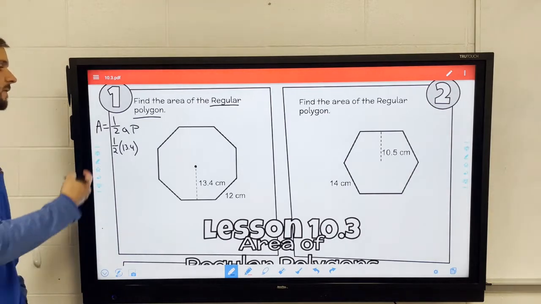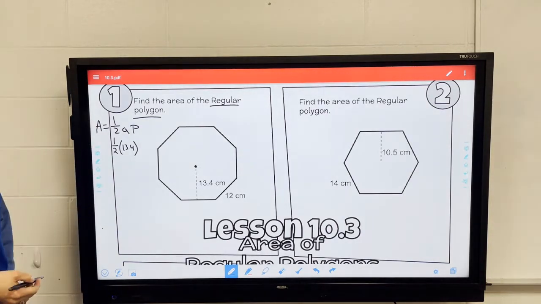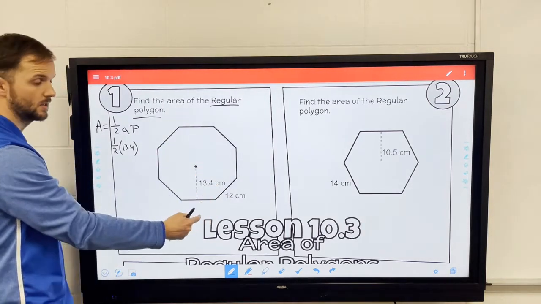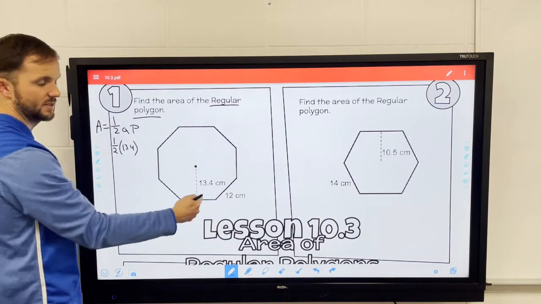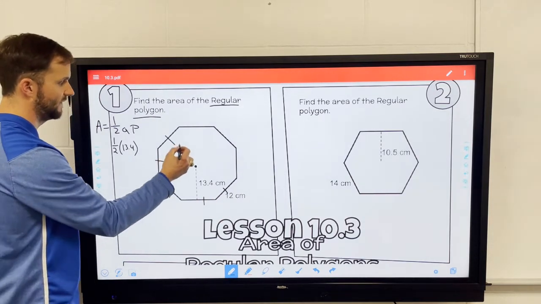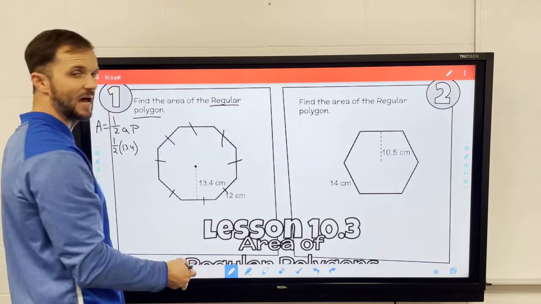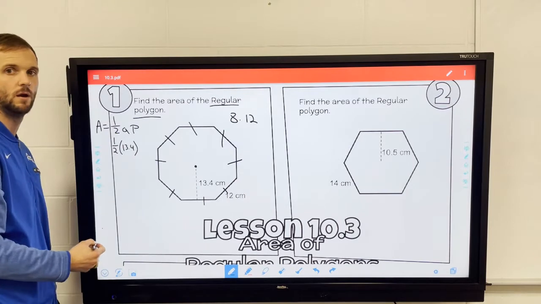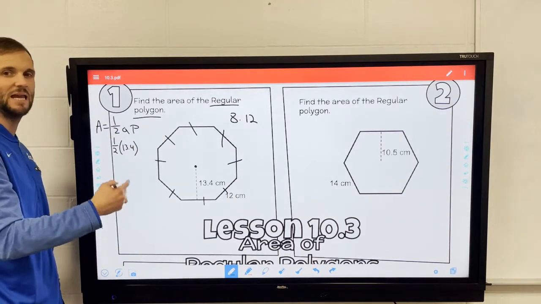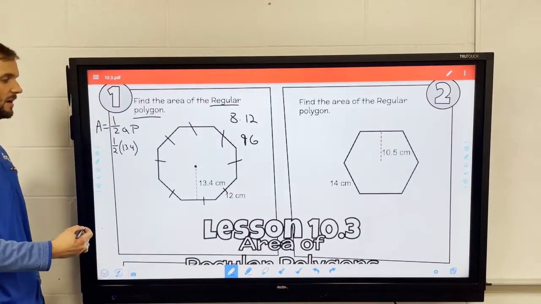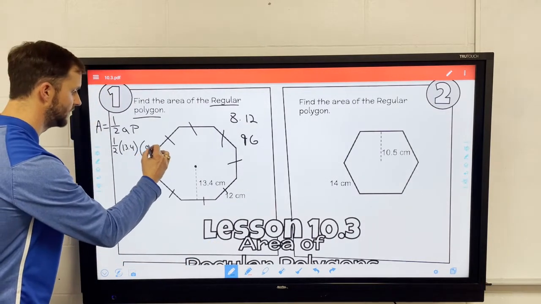And now remember the P stands for the perimeter of my shape. If you look, I know all of the sides are going to be congruent, so all of my sides are going to be 12 centimeters. That means I have 1, 2, 3, 4, 5, 6, 7, 8 sides. So I'm going to do 8 times 12 to get my perimeter. 8 times 10 is 80, 8 times 2 is 16. So that's going to be 96 as my perimeter. So I'm going to plug that in for my P.